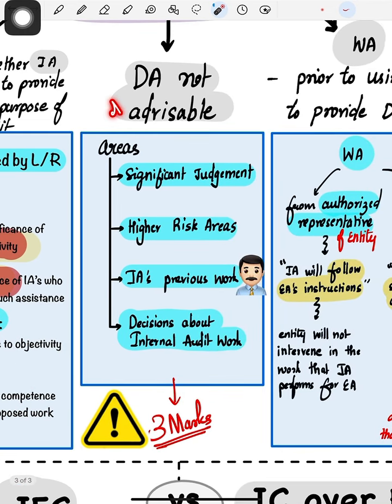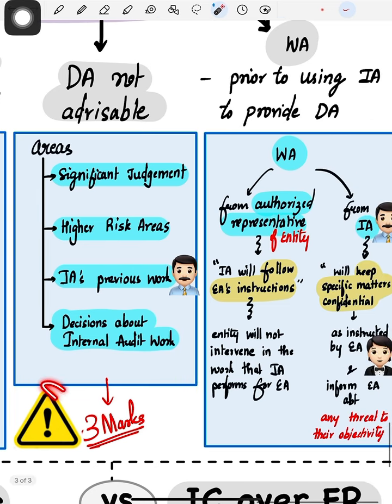Next, where DA is not advisable. What is the meaning of DA? Where direct assistance is not advisable. So in areas involving significant judgment, higher risk areas, internal auditor's previous work, and decisions about internal audit work. So in these 4 areas, direct assistance is not advisable. This is also an important point.